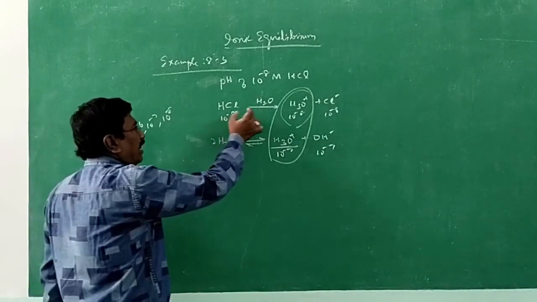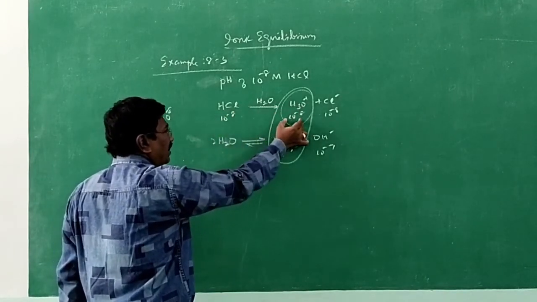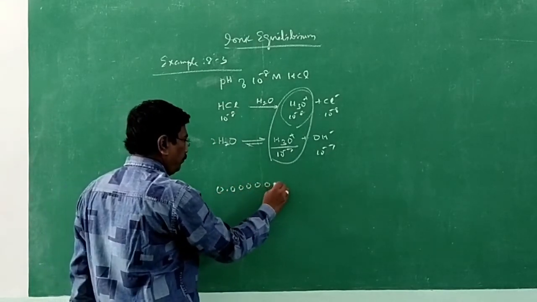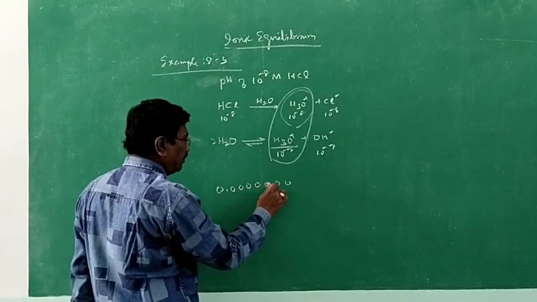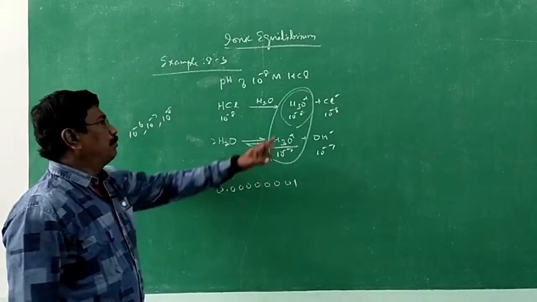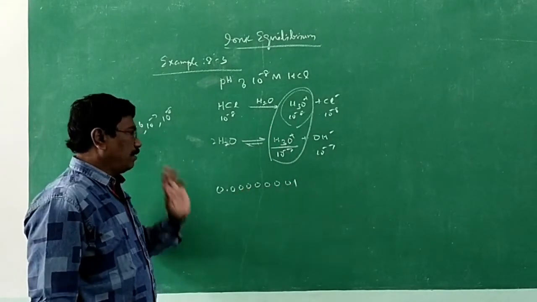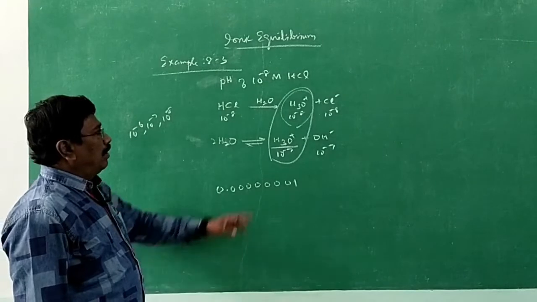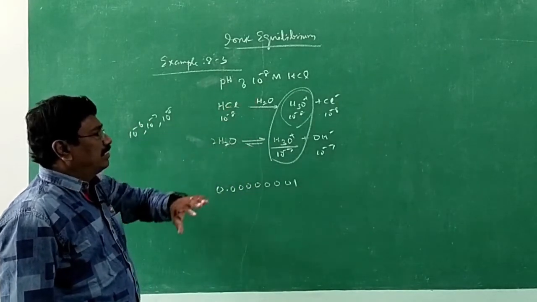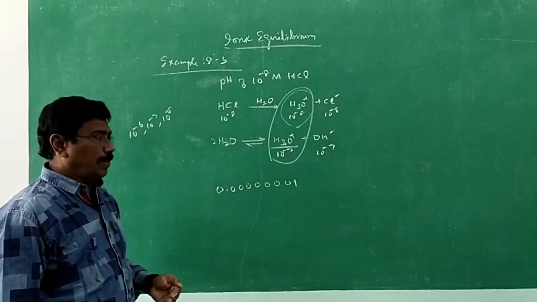Since the concentration of hydrogen ions available from hydrochloric acid is very, very less, that is 0.0000001, which is 10 power minus 8. Since it seems to be very, very less, the pH will come to 8. But an acid cannot have pH 8. It should have pH less than 7.